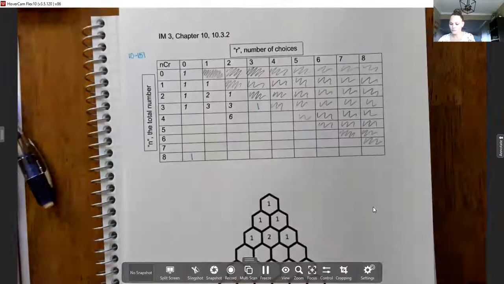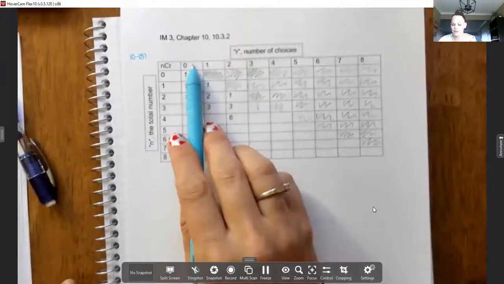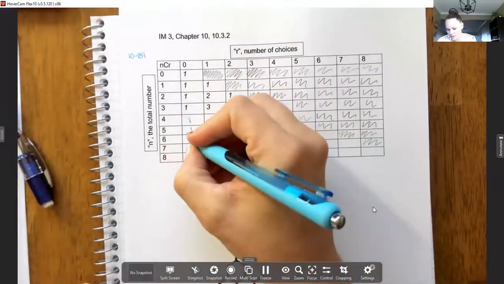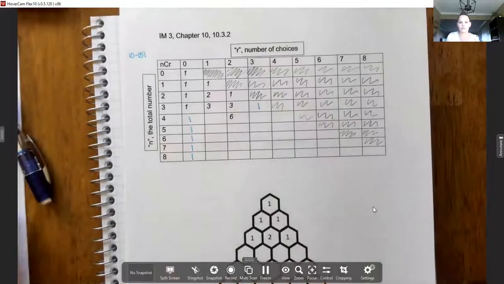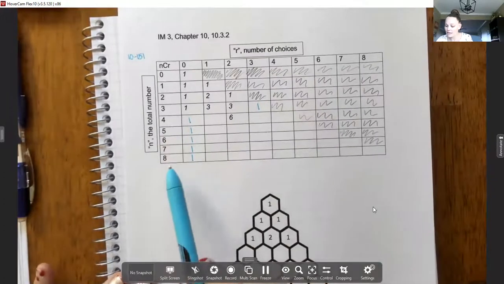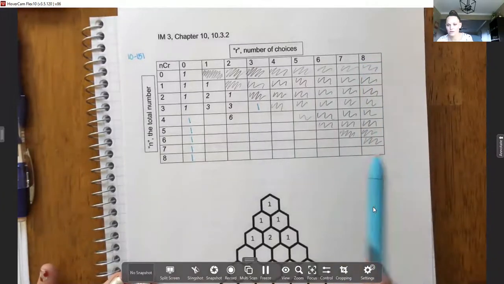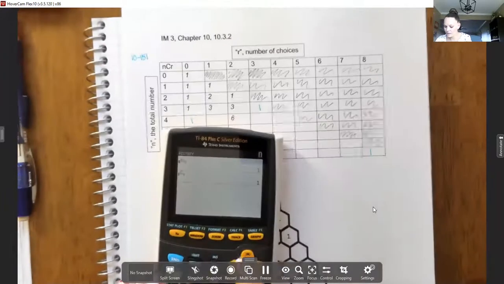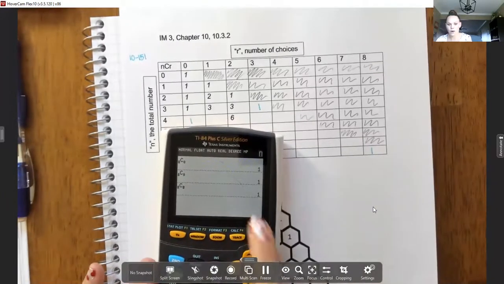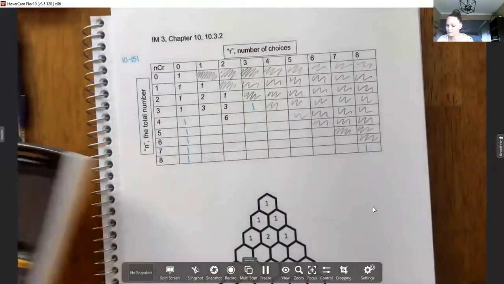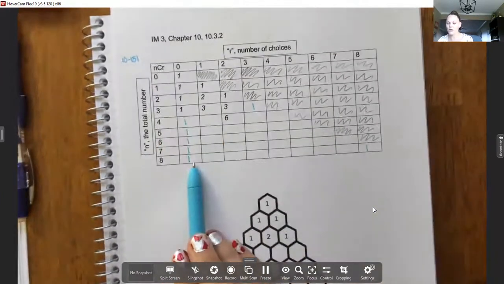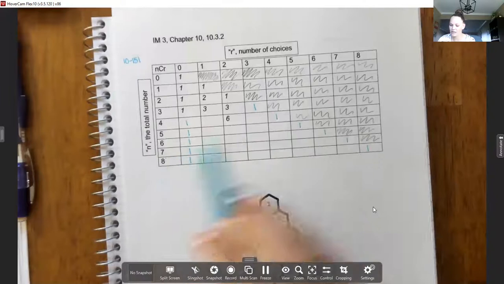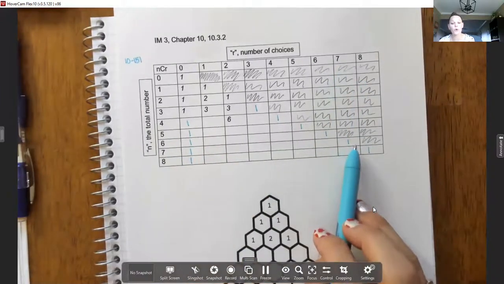So if I have 4 things, I choose 0 of them. There's only 1 way to do that. 5 things to choose 0, only 1 way, and 1 way. Likewise, if I have 8 things and I want to choose 8, there's only 1 way to do that. And I can also do that on the calculator. 8, choose 8, and I get 1. So this first column all the way down is 1. And then this last diagonal here is going to be 1. If I have 7 things and I choose 7, there's only 1 way to do that because order doesn't matter.